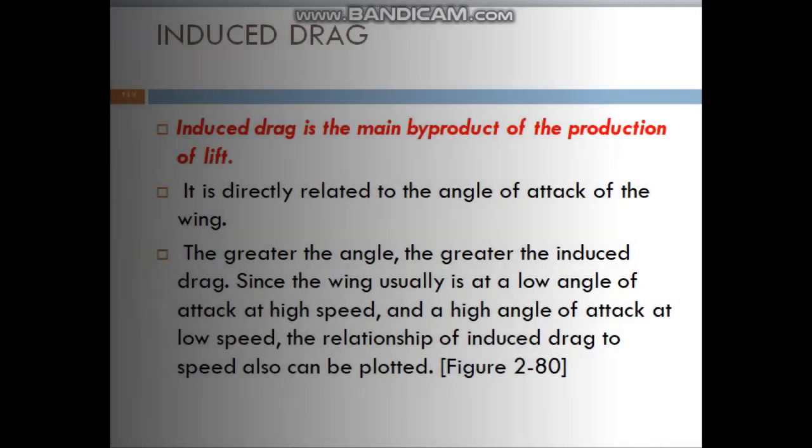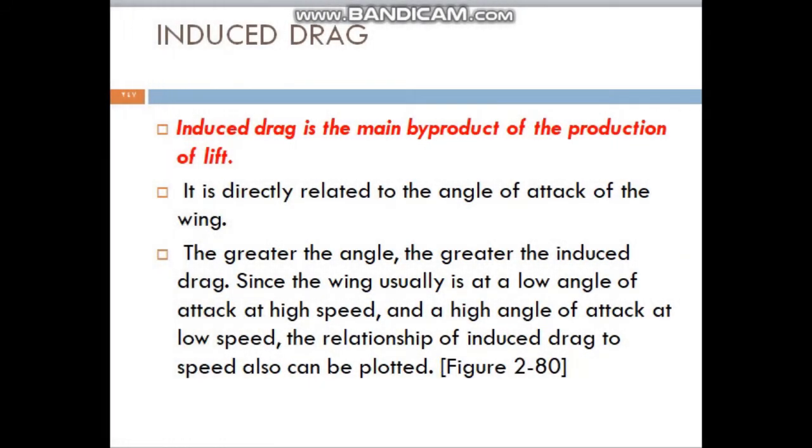The second type of drag is induced drag. Induced drag is the main byproduct of the production of lift. It's directly related to the angle of attack of the wing. The greater the angle, the greater the induced drag. Since the wing usually is at a low angle of attack at high speed and a high angle of attack at low speed, the relationship of induced drag to speed also can be plotted.